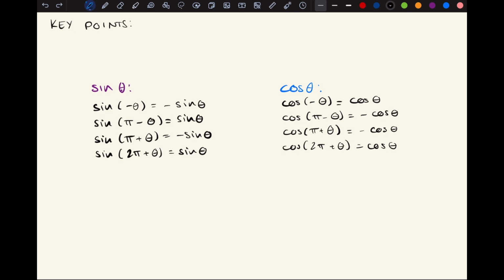Cosine of negative theta is simply equal to cosine of theta. We're flipping it, and so our y changes, but our x stays the same. Cosine of pi minus theta, on the other hand, is negative cosine of theta because we end up in the second quadrant and that has negative x values. And then cosine of pi plus theta is equal to negative cosine of theta, where in the third quadrant, still negative x values. And then last but not least, cosine of 2 pi plus theta is simply cosine of theta because, again, we're doing this full rotation.